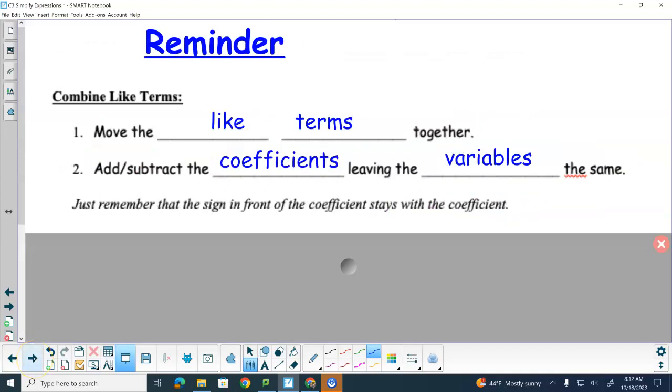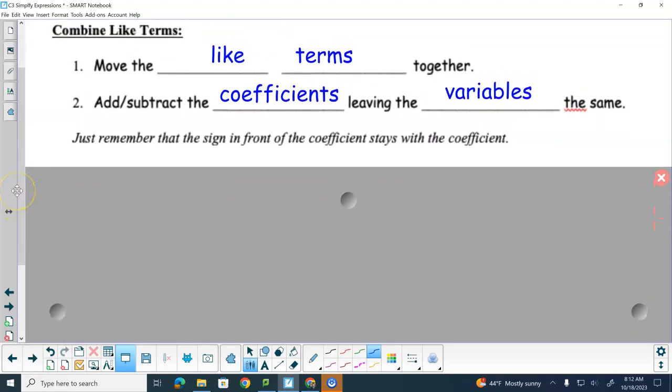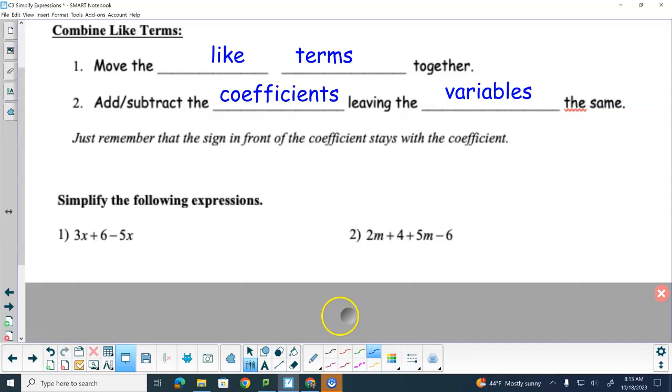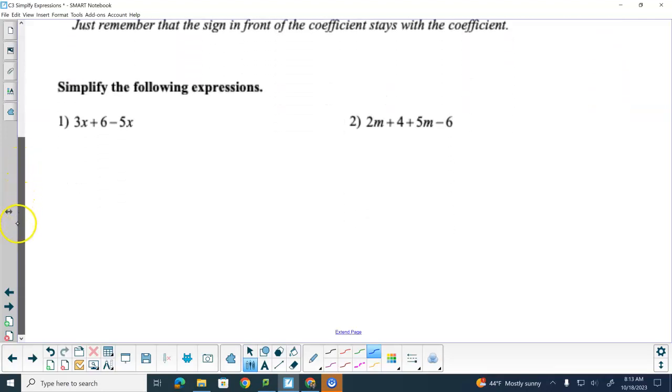Now, stay with me on these. Don't try and work ahead. Number 1 says 3x plus 6 minus 5x, minus 5x. Grab the x part here. Do I have like terms? 5x and 3x are like terms, right?